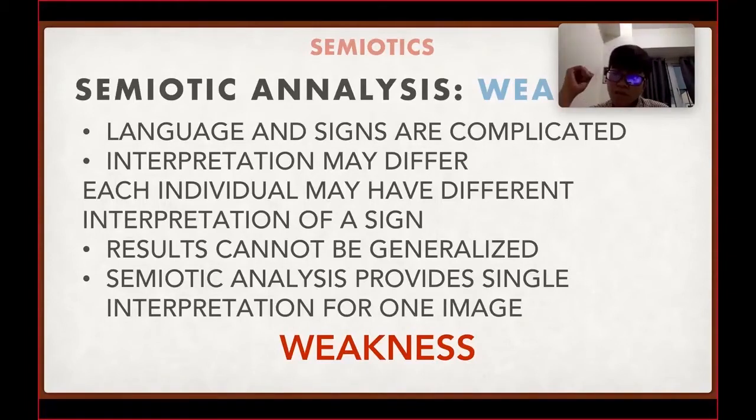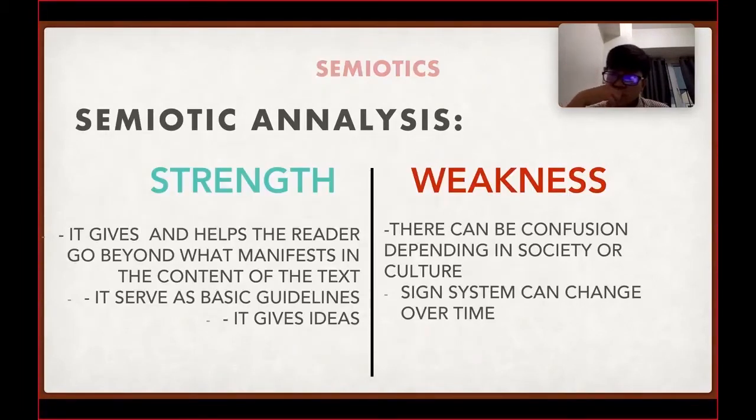Again, it helps the reader to go beyond what manifests in the content of the text. So, like for songs, the lyrics are there, but sometimes we get more from it. It has a deeper meaning. Like for example, the song Imagine by John Lennon. Imagine there's no heaven, imagine there's no country. The writer is simply telling us about the wholeness of the song. It suggests that maybe we are one as people. Things like that. Again, sign and system can change over time. There can be confusion depending on society or culture, because language, colors, and signs differ. So there can be confusion in terms of interpretation or comprehension of the text, the image, or the video clip. Next, ma'am, is rhetoric analysis.